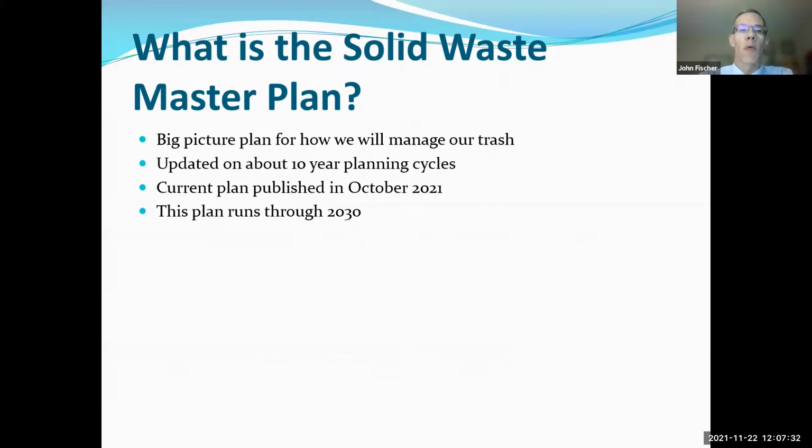So to start with, what is the solid waste master plan? This plan provides the big picture view for how we will strive to manage our trash in Massachusetts. It provides our program and policy framework for how we'll manage our waste. We're required to maintain and update a solid waste master plan. We do not have a set time frame that we have to adhere to, but we have generally followed 10-year planning cycles. We just recently published our most recent plan. The 2030 Solid Waste Master Plan was published in October. This plan runs through 2030, although it really provides a policy framework for how we'll be striving to manage our waste well beyond 2030.